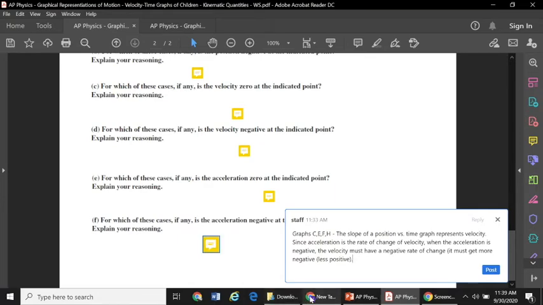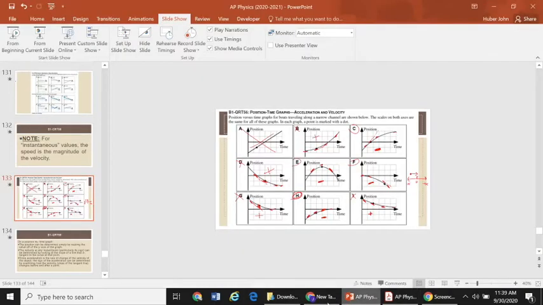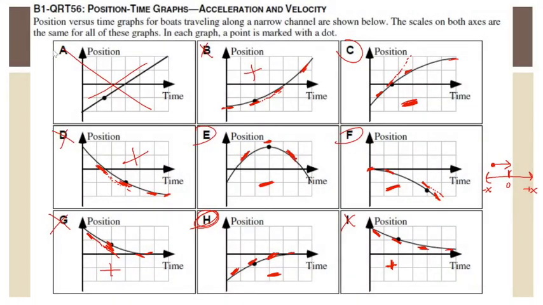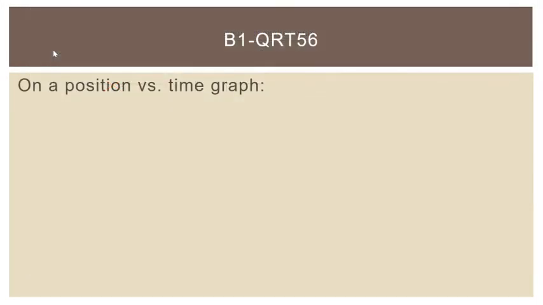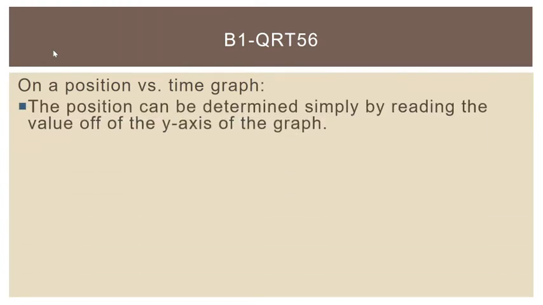Okay, let's write a few things down about that because that's a really important kind of graph. There are a couple things I want to say here. The first thing we want to say, which I hope was obvious to everybody, is that on a position versus time graph, the position can be determined simply by reading the value off of the y-axis of the graph. That's it. It doesn't get any simpler than that. You just literally read it off the graph.